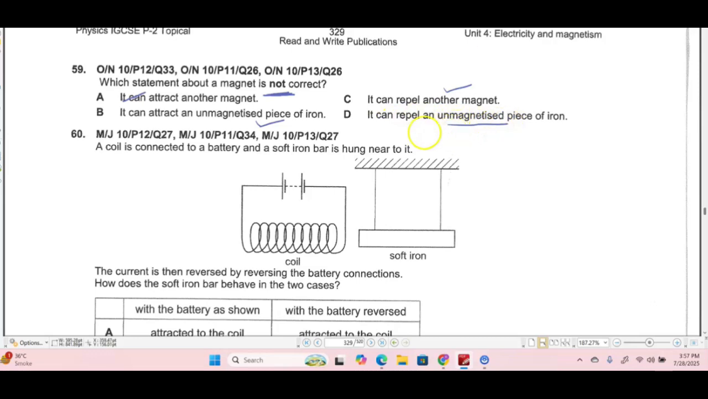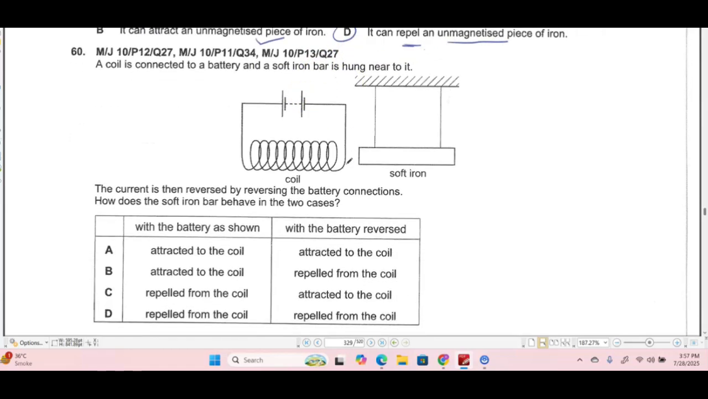It can't repel, nor will it attract. It cannot repel an unmagnetized piece of iron. It is going to attract it and not repel it. Okay? So it can't repel. So D is going to be our correct option, which is actually not correct. Okay? Question number 60.